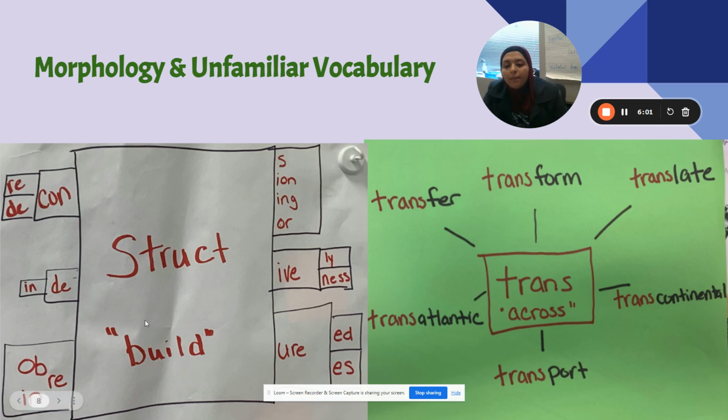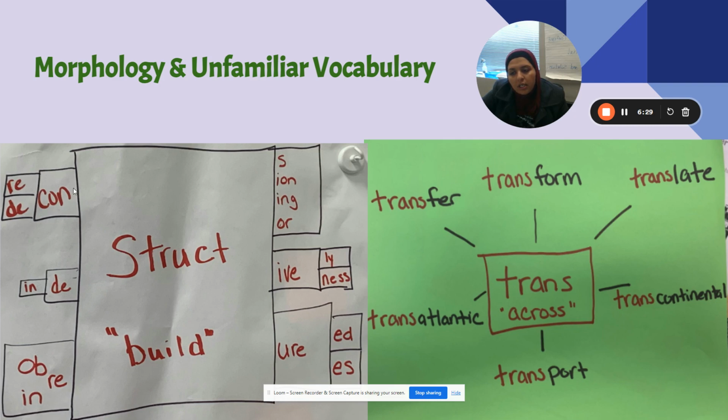So if we look at the picture to the left, we have the root or the stem word struct, which means to build. And we know that re means again, de means to go down or below. We know that the suffix tion makes the word into a noun. We know that the suffix ive makes the word into an adjective. Ness makes the word into a noun. So let's take a look at one of these, for example.